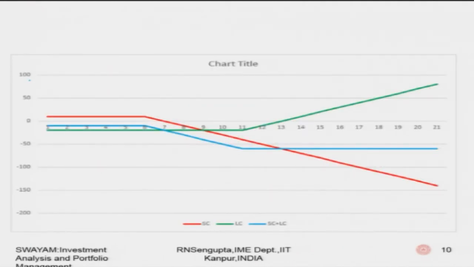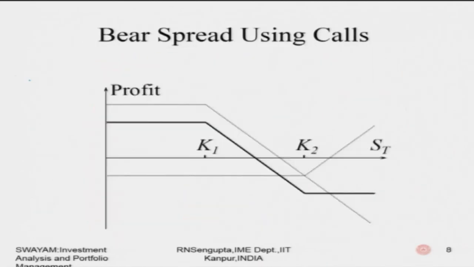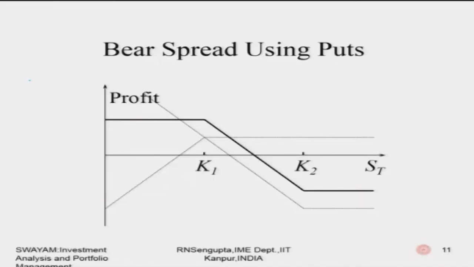If you see the chart here, the red one is short, the green one is for the long, and the combined one, short call and long call, is blue, and it exactly matches the one which is here. So, you had the profit graphs or payoff graphs for these three: long, short and the combined one for the call. The other graph is with the puts. So, we have been considering the calls.